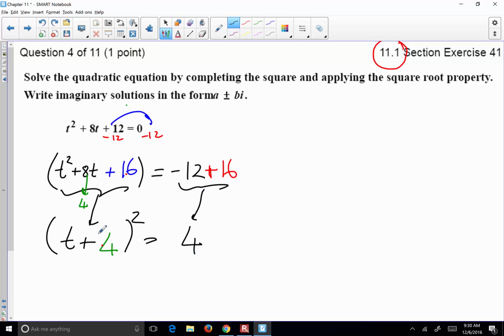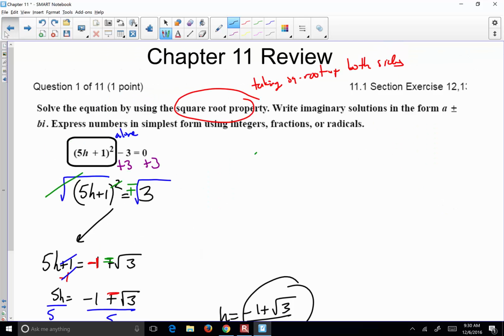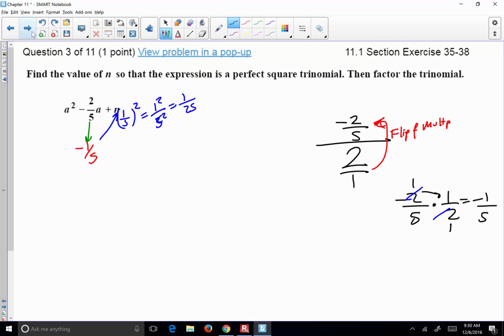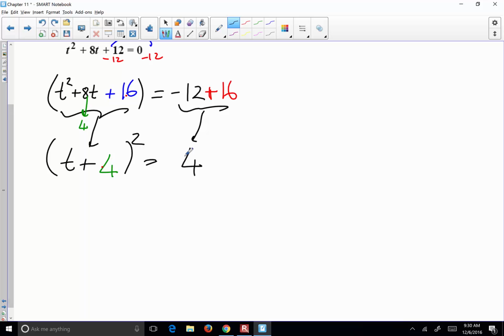Look, this question has now turned into number 1. It's not different than this question. Something squared equals a number. Look. Something squared equals a number. All we've got to do is take square roots. And when I'm doing it, don't forget to put plus and minus.